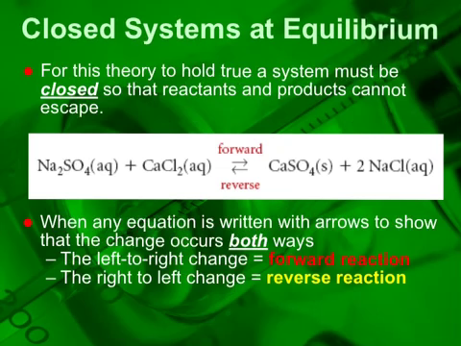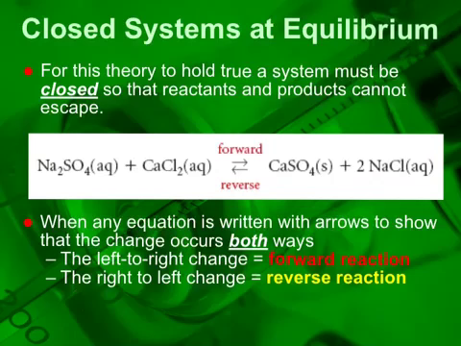Here we have an example of sodium sulfate reacting with calcium chloride. The forward reaction should produce calcium sulfate and sodium chloride. Whereas the reverse reaction, where the products in this equation react in a backwards manner to form the reactants. For this system to hold true at equilibrium, it must be a closed system because the reactants and the products cannot escape. They must be made available to react.